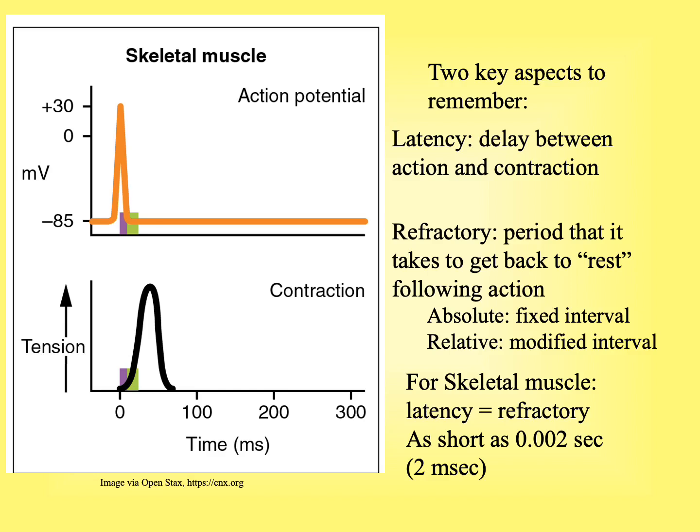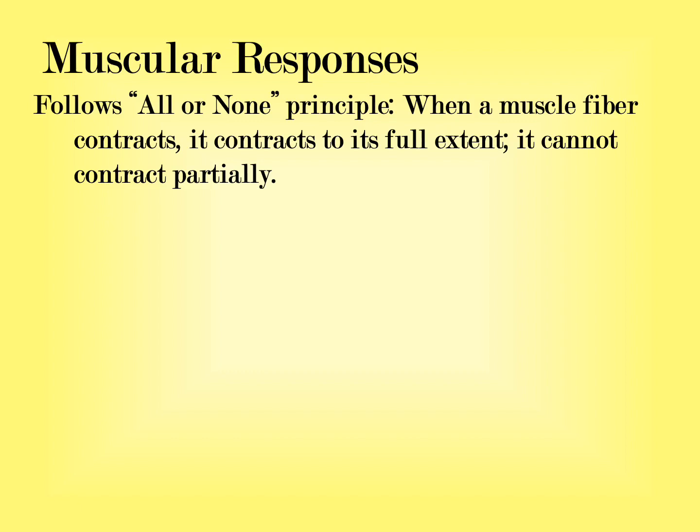The way in which we're able to get to this sustained contraction, or even this twitch contraction, is based off of the all or none principle, which means that we're not going to have any partial response. We may have a graded response within the muscle as a whole. However, the muscle fiber itself does not have a graded response. It's all or none. Either I reach threshold or I don't. If I reach threshold, I get action. If I get action, I get contraction.